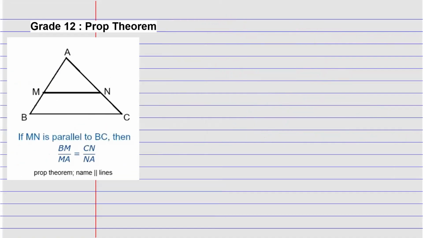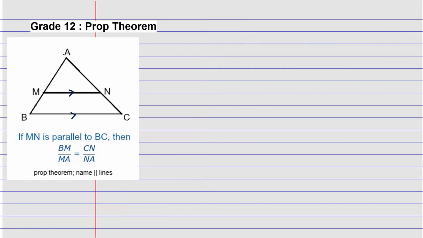So now we're going to move to grade 12's work, right? So this is the proportionality theorem. So how do we use the proportionality theorem? What we need to do is make sure that, it says if MN is parallel to BC, so if MN, which is this line, is parallel to BC, they didn't talk about how this divides these two equally. They just tell us that these two are parallel lines. What can we conclude? We can conclude the following.